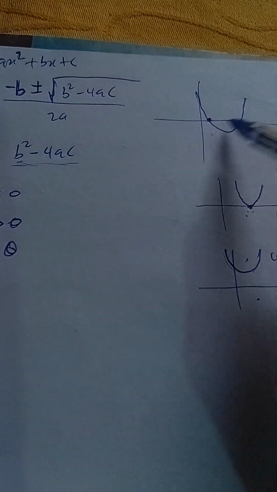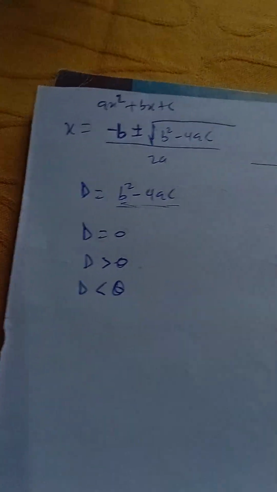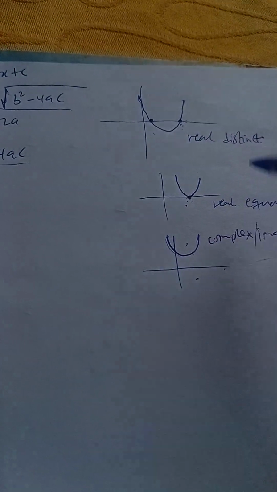Two real and distinct roots. If your discriminant is equal to 0, you have what? Two real and equal roots, or repeated roots.